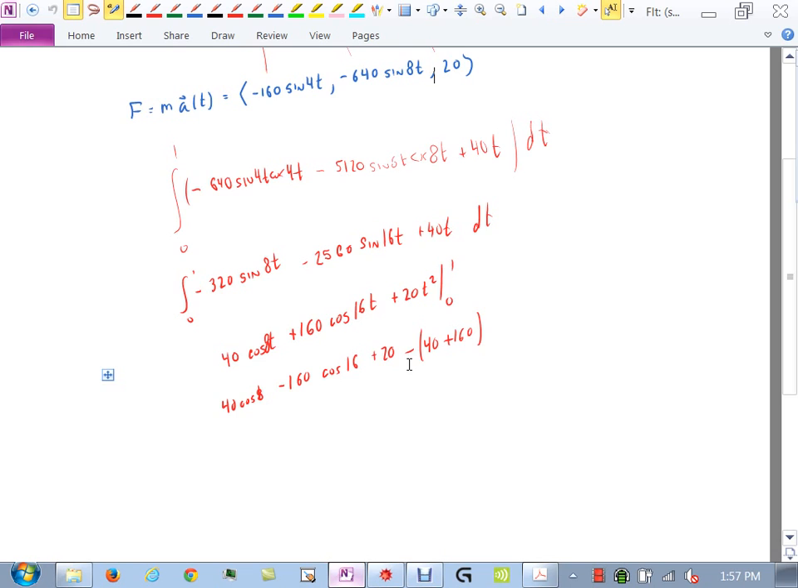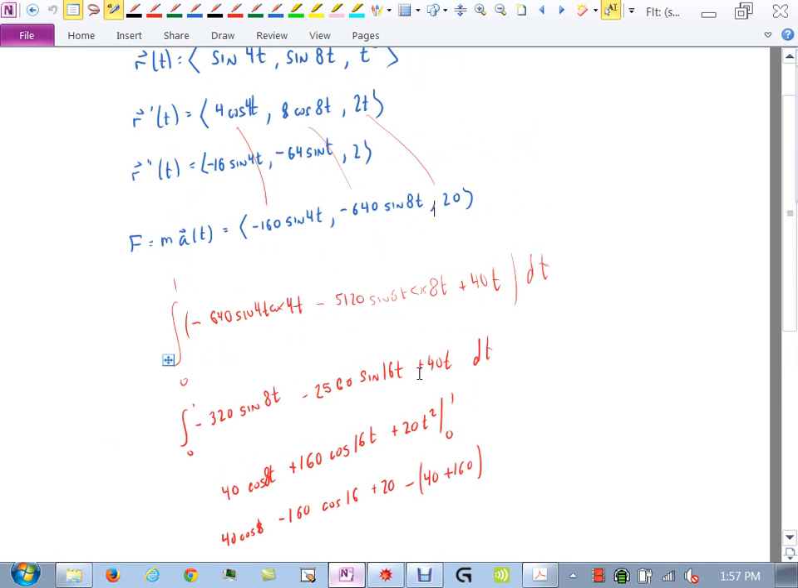The main part of this is already done, though. It's where do you get the force from, right? The force came from the mass times the acceleration. Where does the acceleration come from? The second derivative of the position. Okay?